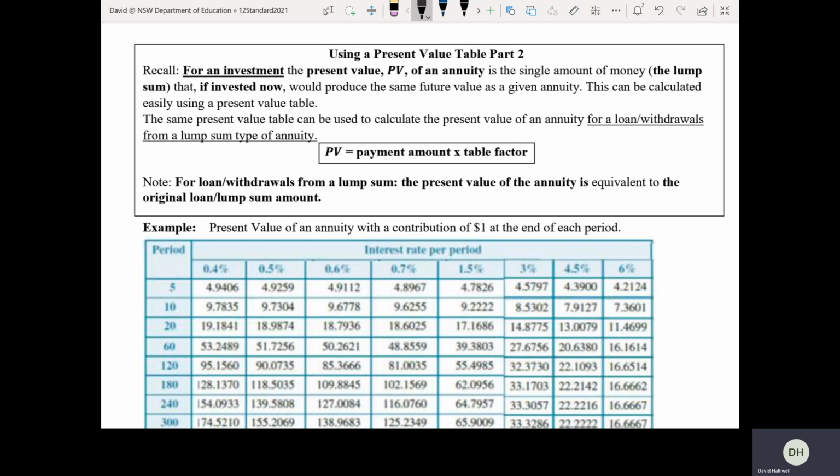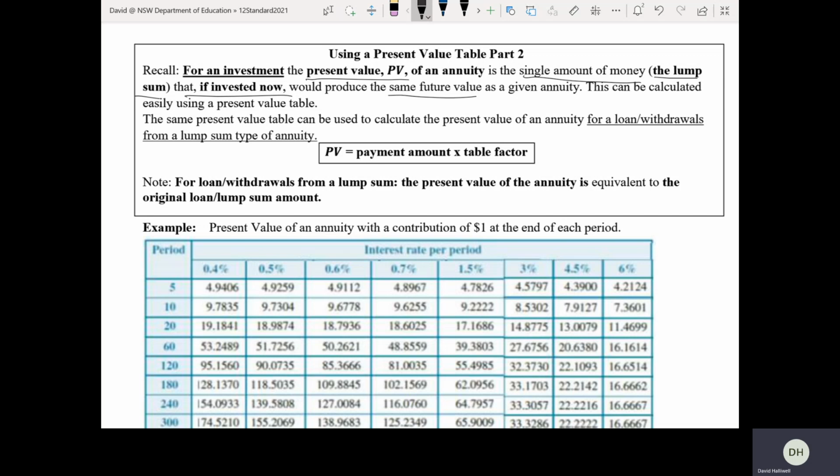Just a quick recap of the last video. If we have an investment that is an annuity, the present value of the annuity is the single amount of money, or the lump sum, that, if invested now, would produce the same future value as a given annuity. So it's one amount that you could invest now that would produce the same amount as the future value of an annuity. We saw last video that this is calculated very easily using a present value table. We just take the contribution and we times by the table factor.